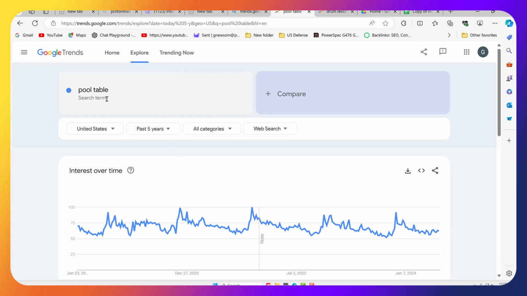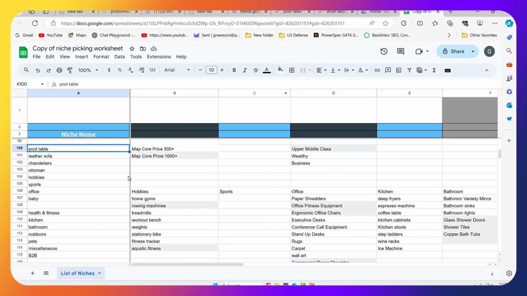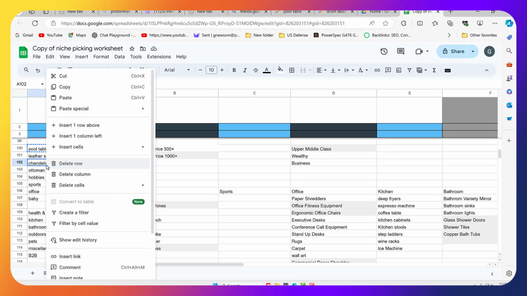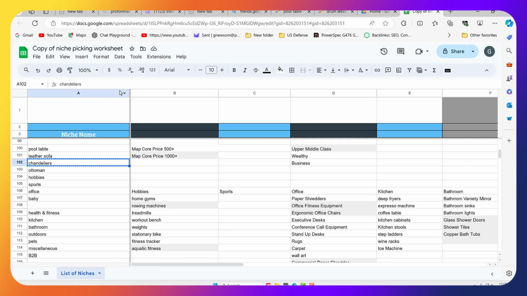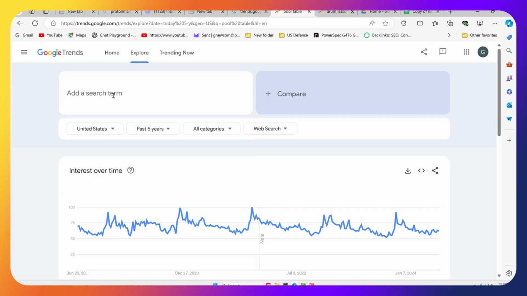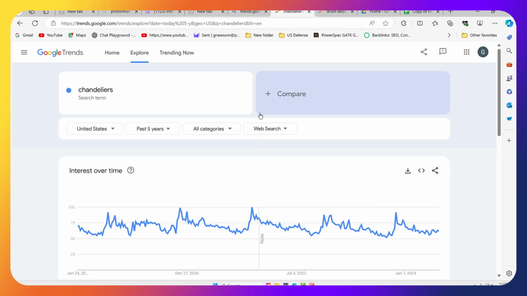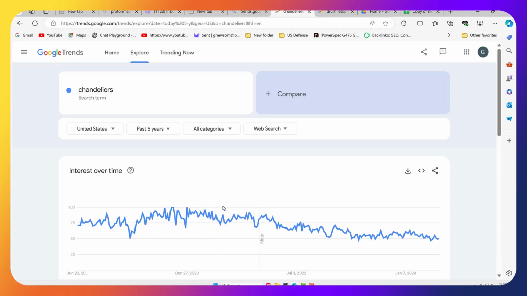So let's try just a couple others from our sheet, and let's see what we got here. Why don't we pick out another one? Chandeliers, since that's what I tend to sell. Let's see how it's going. Sometimes you have to take the S off the end and find out. Okay, that's not bad, even though it looks like it's going down.